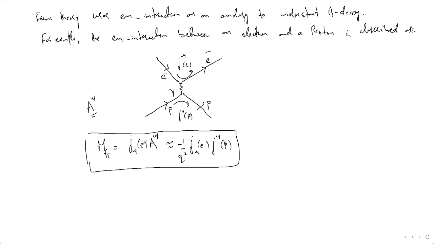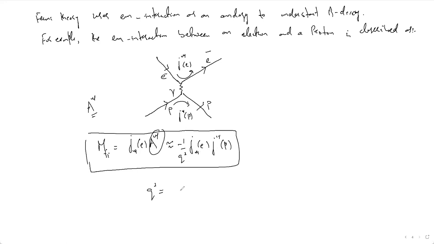It is a very complicated equation, but we simply write it in terms of an electron current and the proton current. This is an electromagnetic field, A mu, and it is actually generated by this proton current. So I can write it down as minus 1 by Q square, J mu E, J mu P.